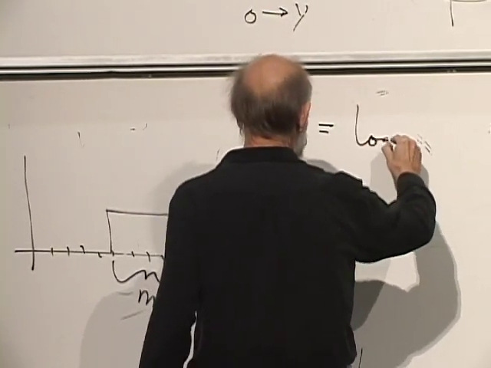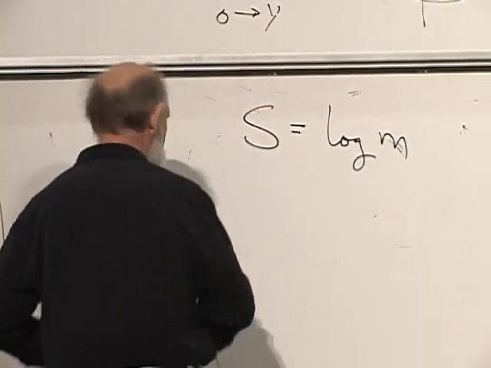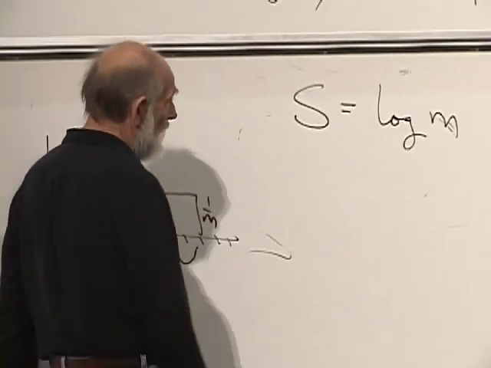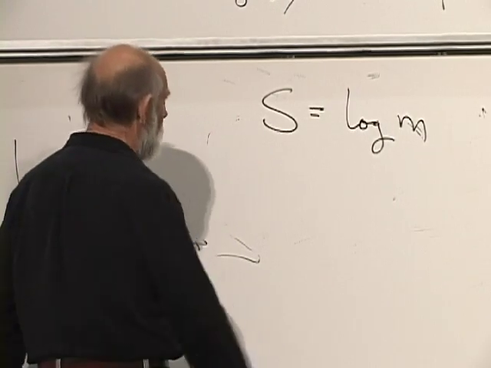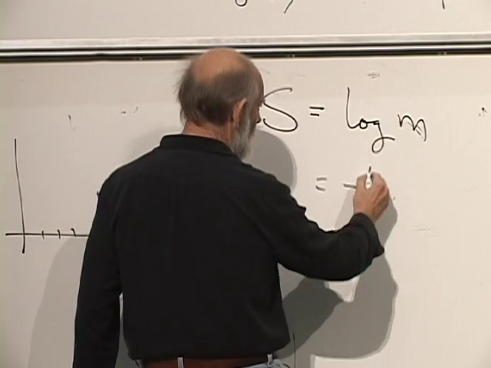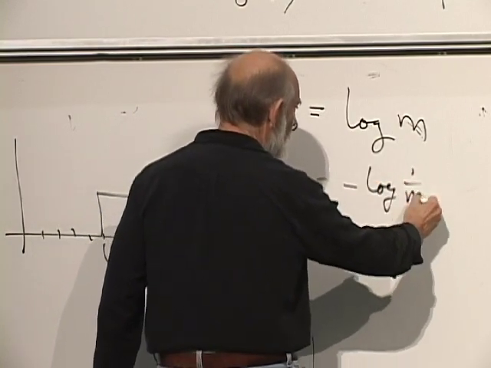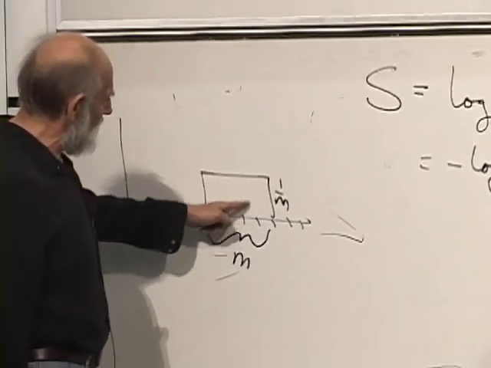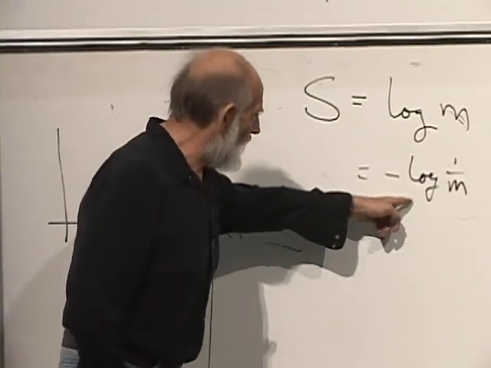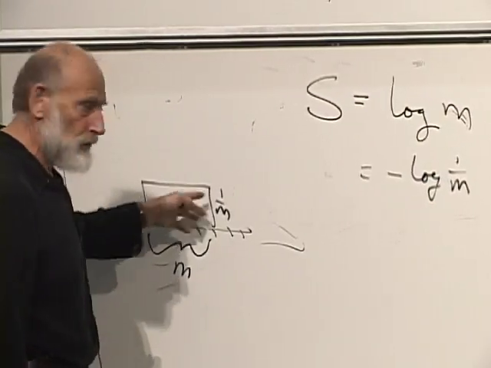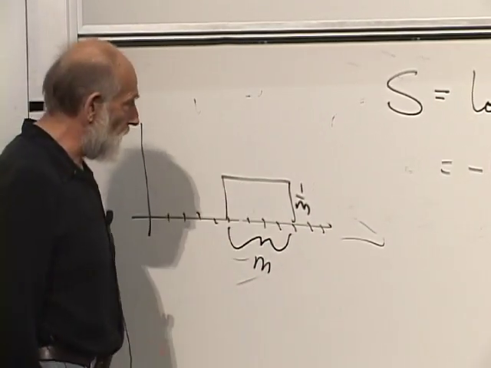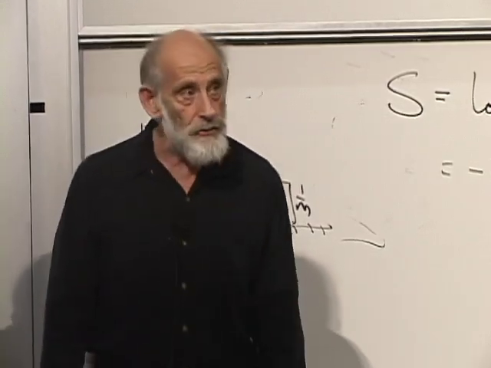It's the logarithm of m, which is also equal, incidentally, to minus the logarithm of 1 over m. The only reason I'm writing it in terms of 1 over m is because the probability distribution happens to have height 1 over m. So this is writing it in terms of the logarithm of the probability distribution, the logarithm of the probability where it's non-zero. That is a measure of your ignorance.